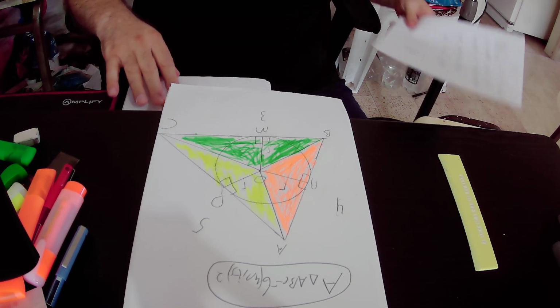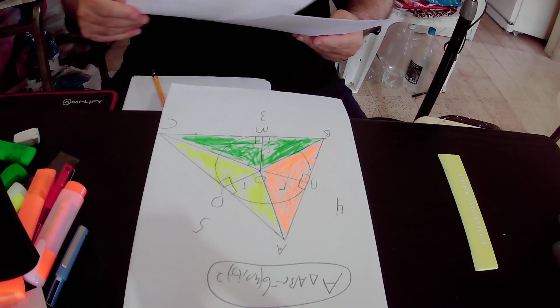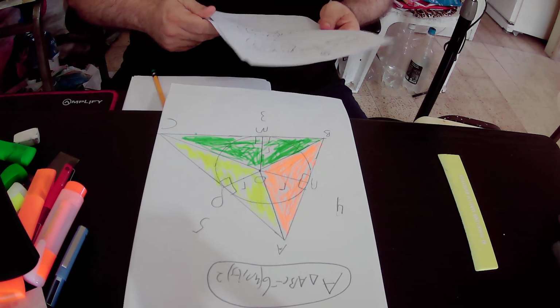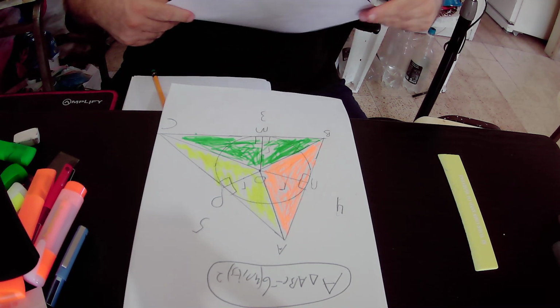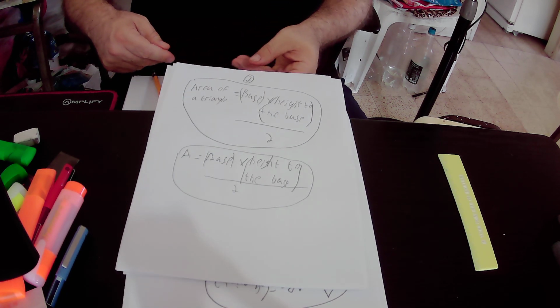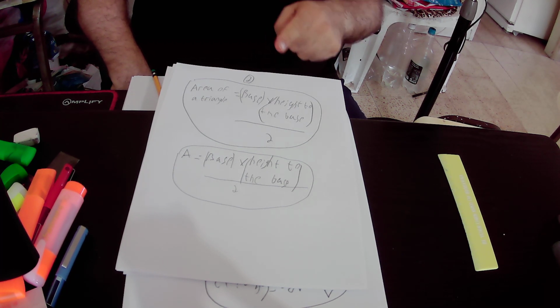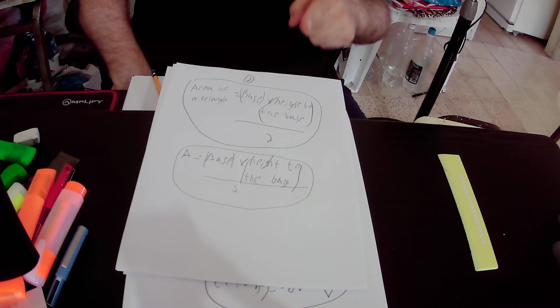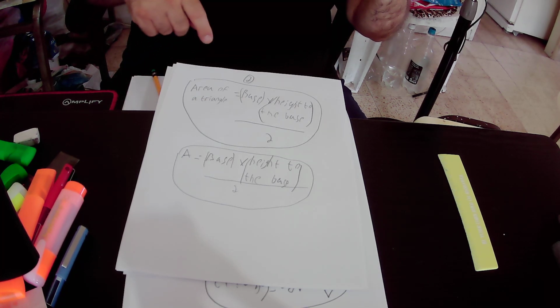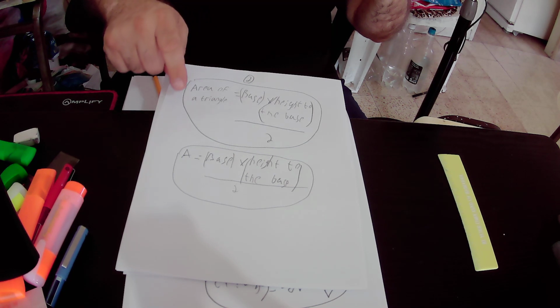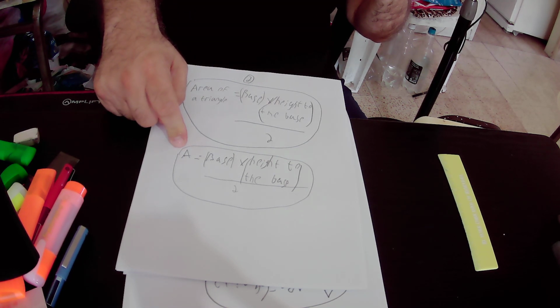Okay? And we also have the general equation for the area of any triangle. The area of any triangle equals the base of the triangle times the height to the base divided by 2. Or instead of the area of the triangle, we can use the abbreviation A. A is the abbreviation for area.